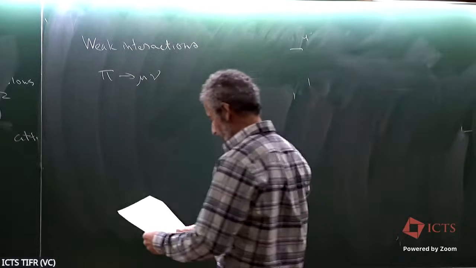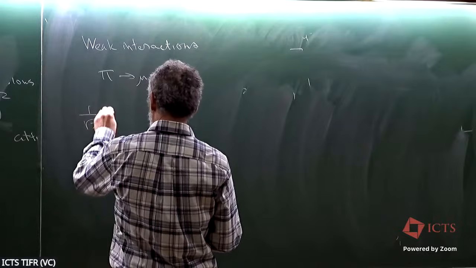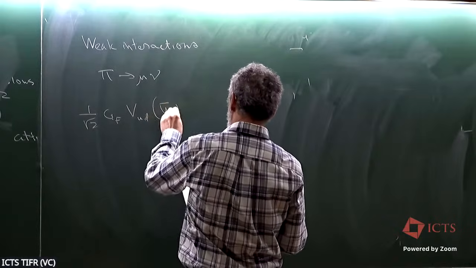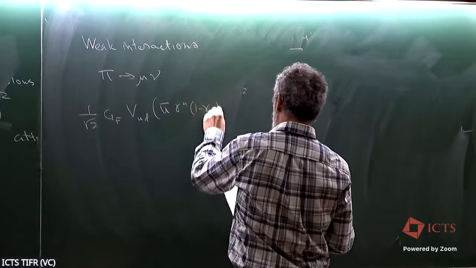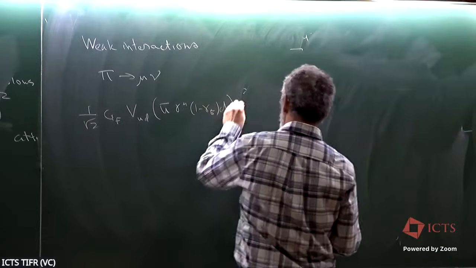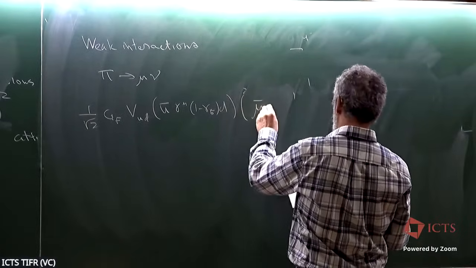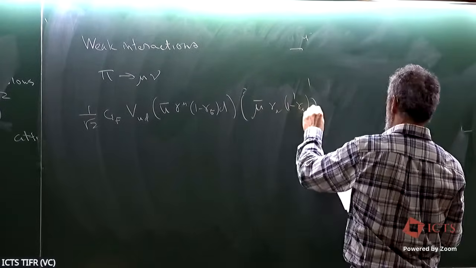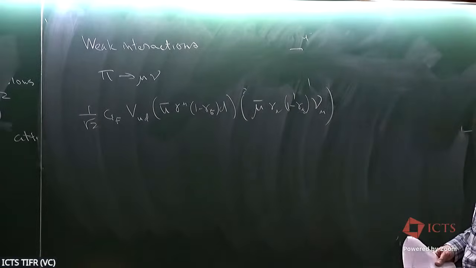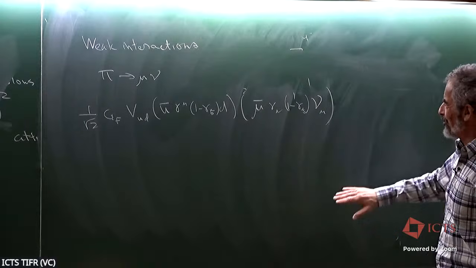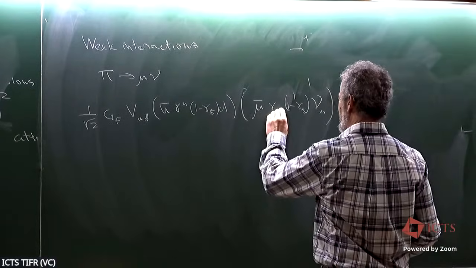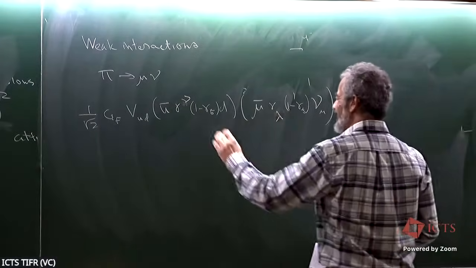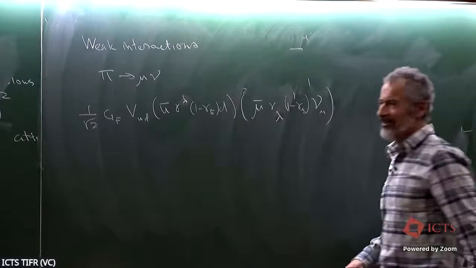And it comes from an operator that looks like 1 over root 2 G Fermi times V_ud times ū γ^μ (1 − γ5) d times the leptonic current ν̄ γ_μ (1 − γ5) ℓ. Now, we know, sorry, too many mu's here. Let me put a nu here. Oh, too many nus. Shouldn't name particles after indices.